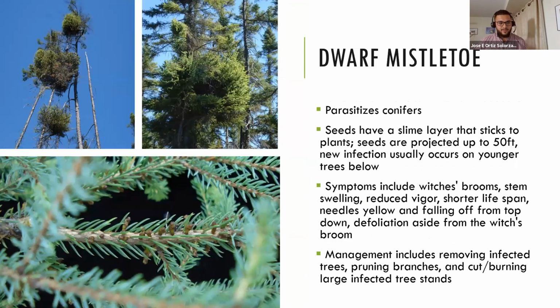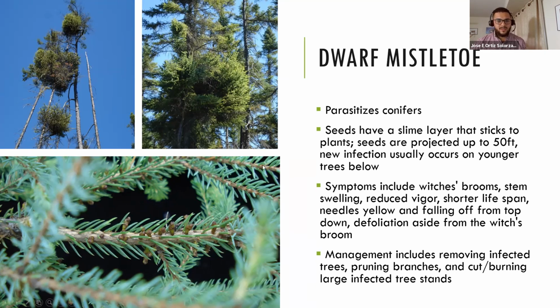Another type of plant parasite is the dwarf mistletoe. This is a characteristic plant parasite of conifers, but can also be a problem of the black spruce in northern Minnesota, and can also infect pines, spruces, firs, cedar trees throughout the world. The seeds have a slimy coat layer, and they stick to other plants. And they can be projected up to 50 feet away from their site of production. And from there, they infect other young plants.